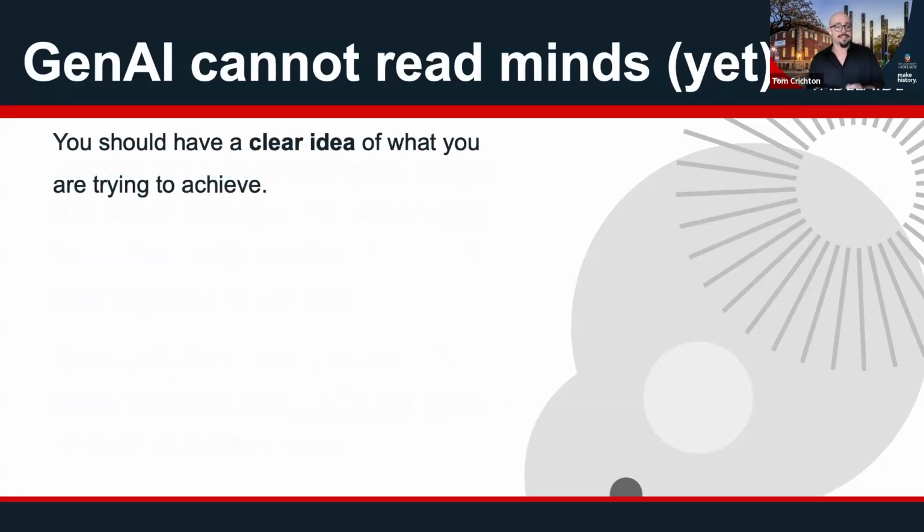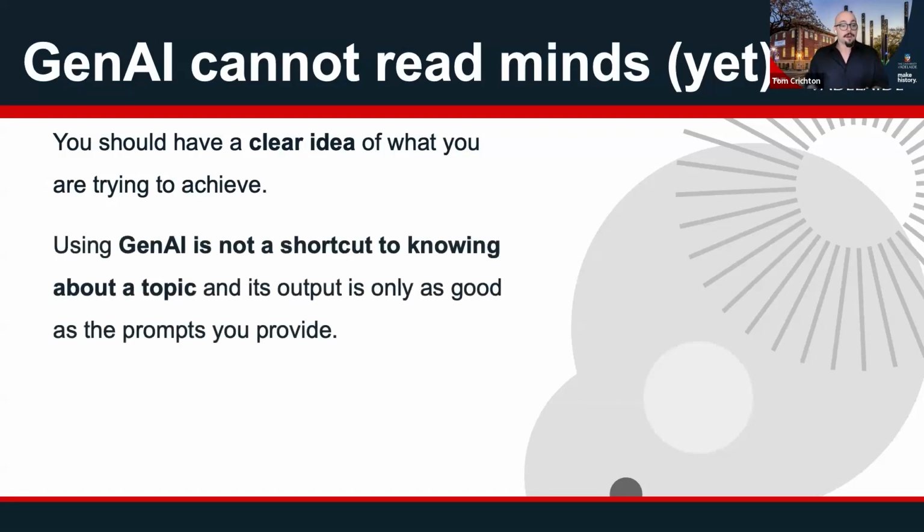To do this effectively, you should have a clear idea of what you are actually trying to achieve. Using generative AI, in most cases, is not really a shortcut to knowing about a topic, and its output is only really as good as the prompts that you provide it. So in order to stop the Gen AI having to guess, you need to know a little bit about the topic that you're trying to get it to work within, both to create an effective prompt and also to critically evaluate whether the result that it gives you is actually accurate and is actually representing the real world.